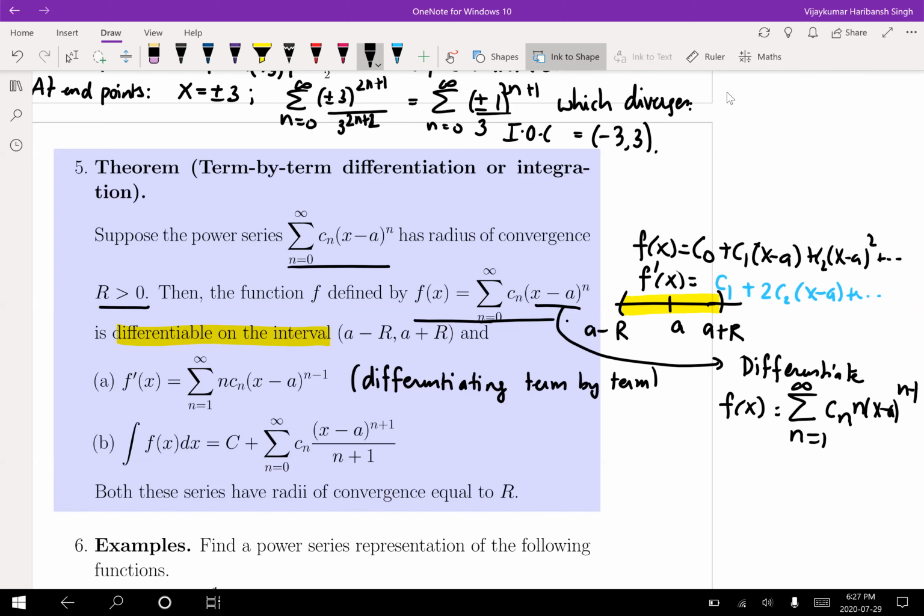Similarly, if you integrate term by term, you will get what? The integration will be, this is the same as the integral of the sum from n equals 0 to infinity of c_n (x minus a)^n dx. This is going to be the sum from n equals 0 to infinity of c_n (x minus a)^(n plus 1) divided by n plus 1, plus a constant C.